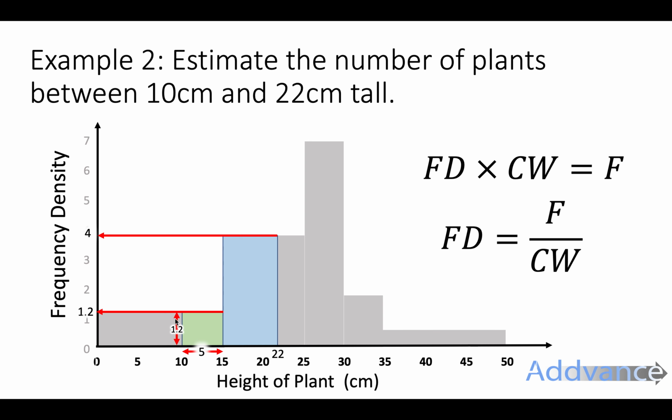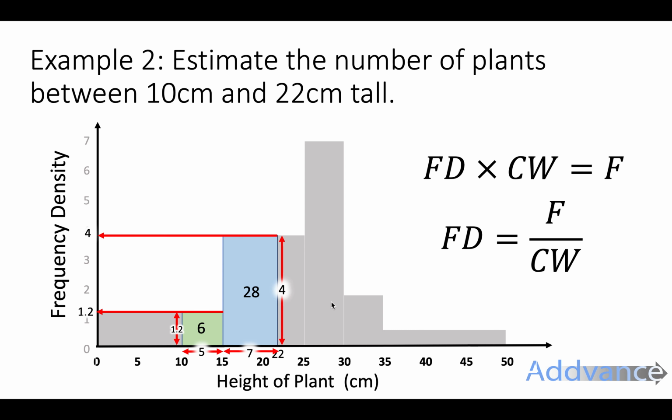The frequency density is 1.2. We multiply those together. 1.2 times 5 is 6. Now, for the next bar, it's between 15 and 22. That's 7 across. And the height is 4. The frequency density is 4. 7 times 4 is 28.